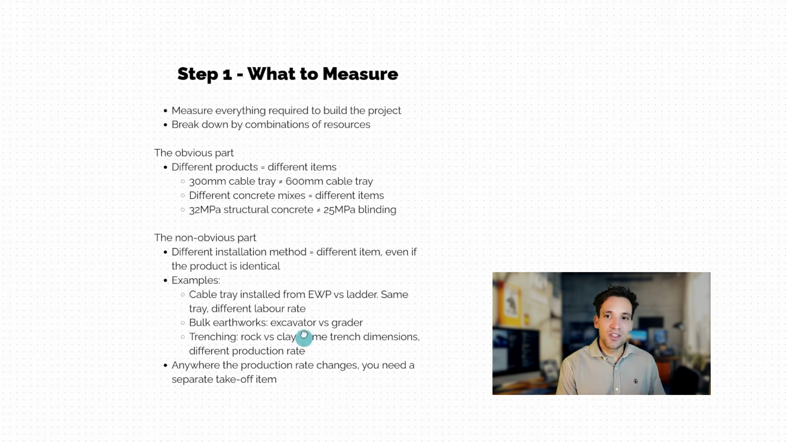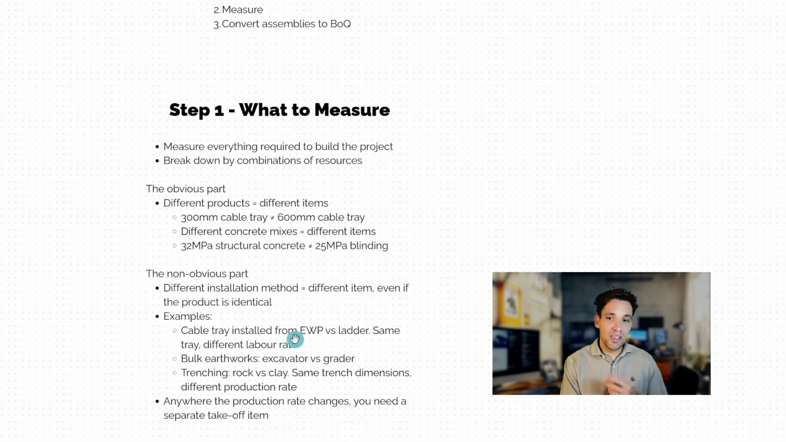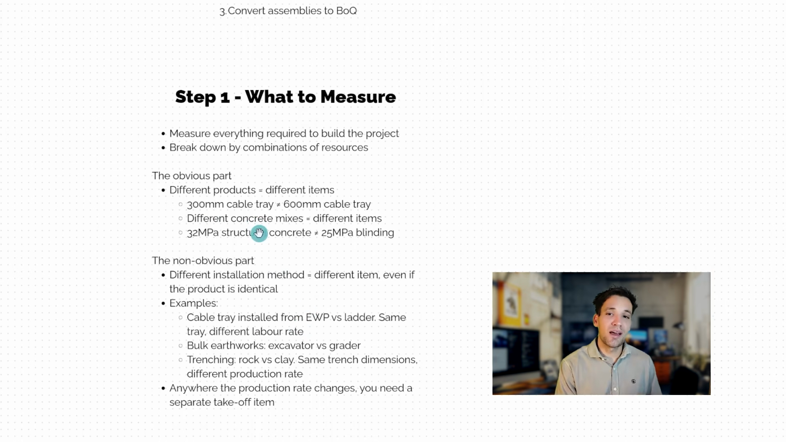But what becomes less obvious is that if you're talking about building out the full bill of quantities and actually calculating the labor and plant associated with it, we might have 600 millimeter cable tray that's mounted on the ground, and we might have 600 millimeter cable tray that is in a ceiling void. The cable tray in the ceiling void will have a different productivity and different plant requirements to the cable tray on the ground. So to accurately prepare our bill of quantities, we need to think about the different installation methods as well. For example, this might be with bulk earthworks as well.